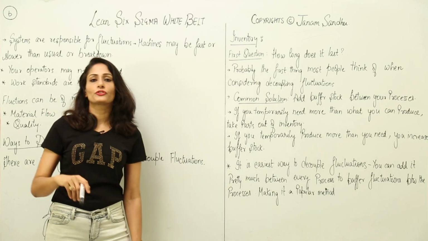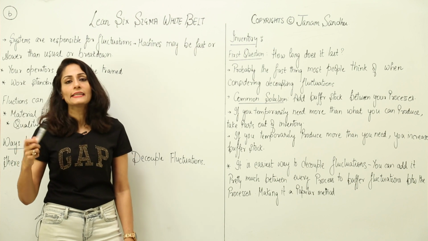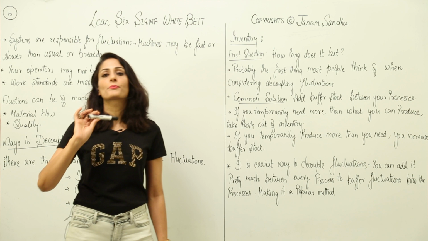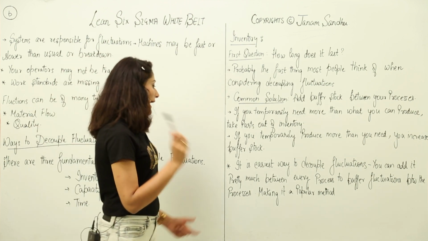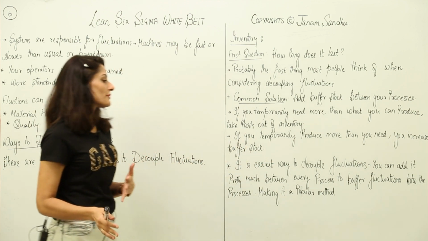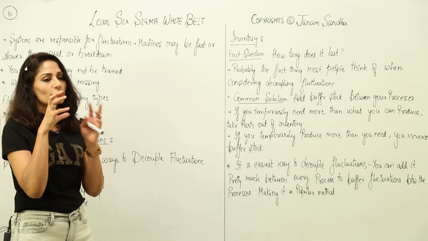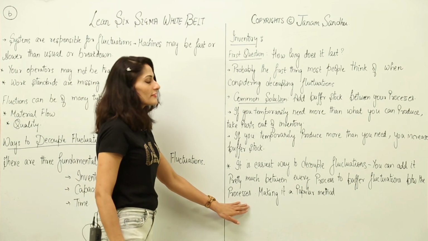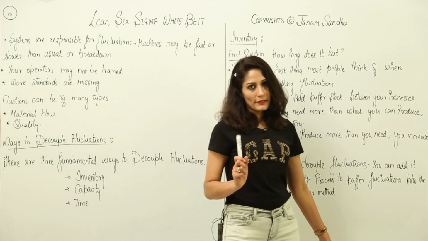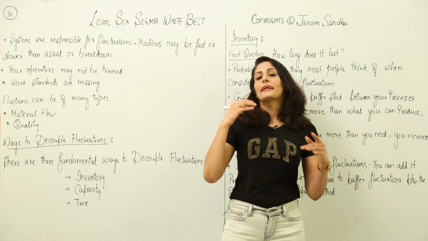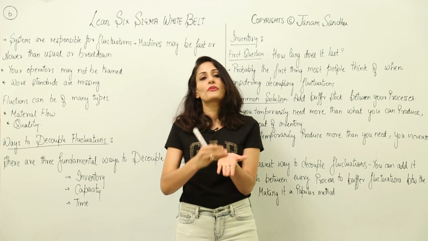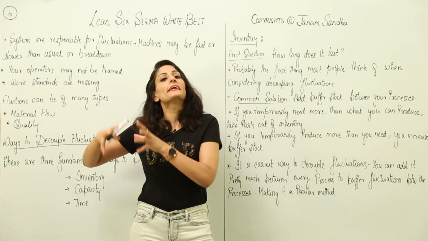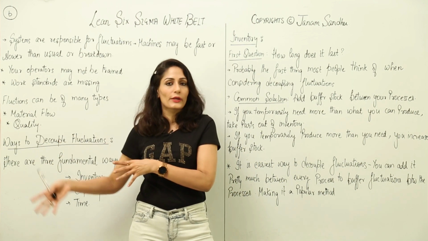But a lean practitioner, a person who understands lean, understands clearly that inventory has its pros and cons. You can add it between pretty much every process to buffer fluctuations, making it a very popular method. But we need to discuss whether inventory is actually a good way, and how we should control it so that it does not lead to waste and further variations.